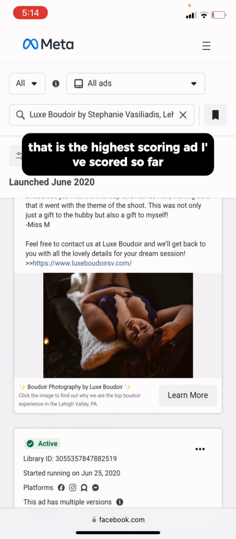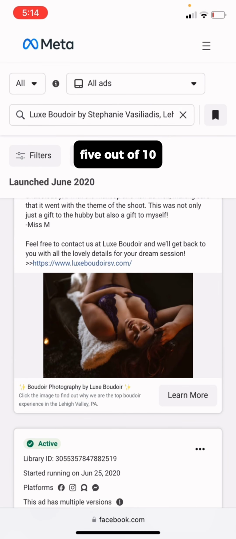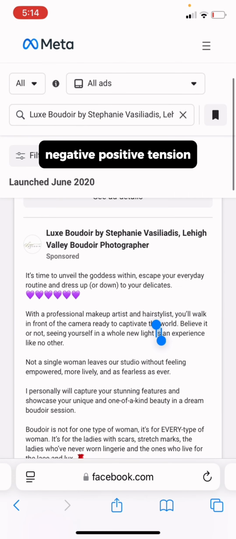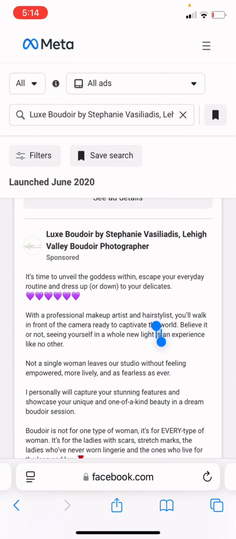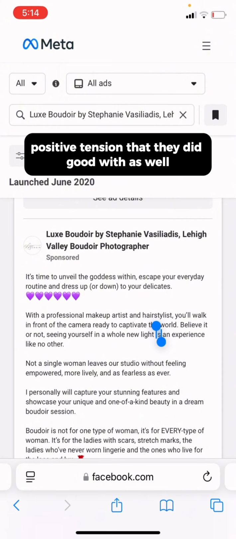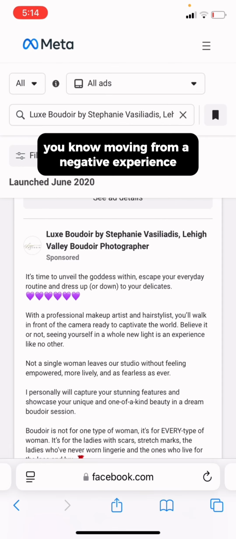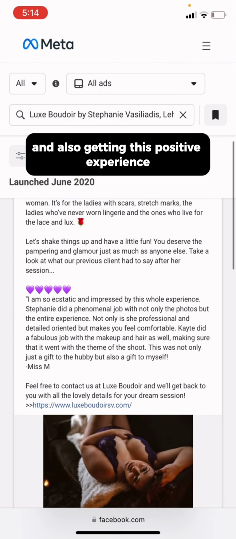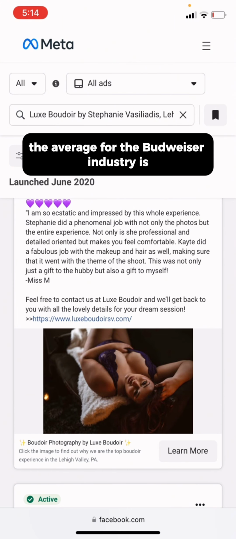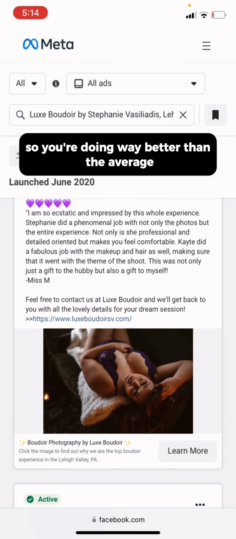That is the highest scoring ad I've scored so far. 5 out of 10. I had 2 yesterday that were 5.5 out of 10. So really, really good. Negative, positive tension. I've only seen one other ad, I think it was by Soleil Boudoir in New Orleans, Louisiana. They had a negative, positive tension that they did good with as well, moving from a negative experience to getting this positive experience. So, 5 out of 10 mistakes, super awesome. The average for the boudoir industry is 7.5 out of 10 mistakes. So you're doing way better than the average.